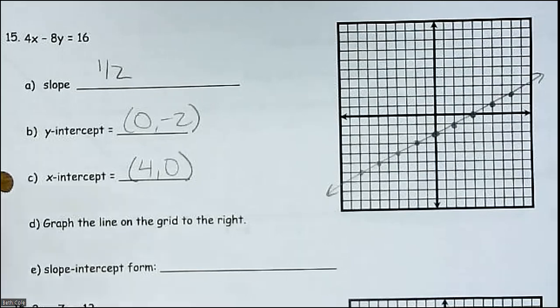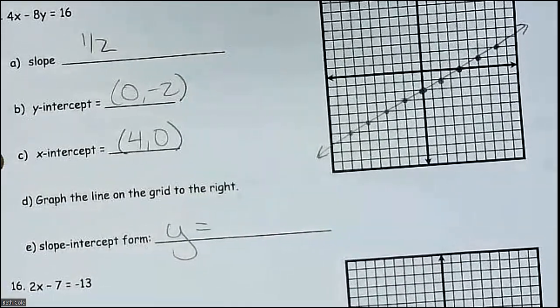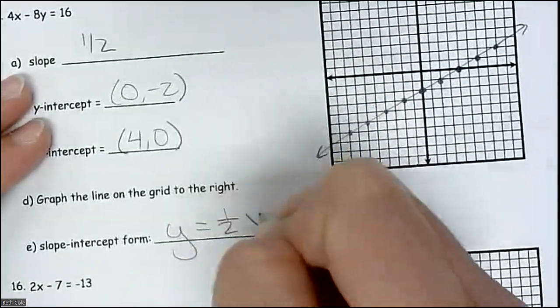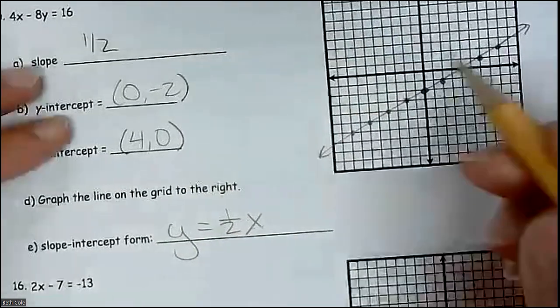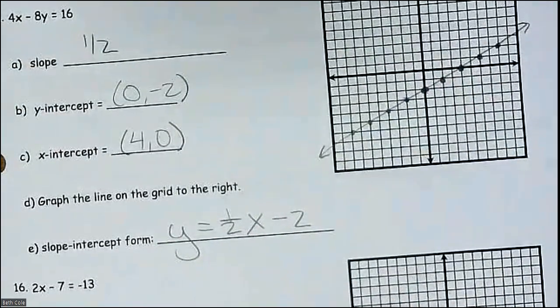Okay? And then in slope intercept form, it's gonna be y equals, all right, what'd we say the slope was? So it'll be 1/2 x, and then good, your y-intercept is -2.